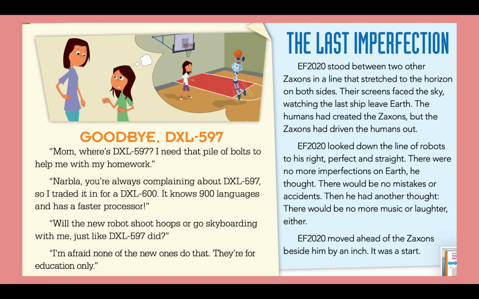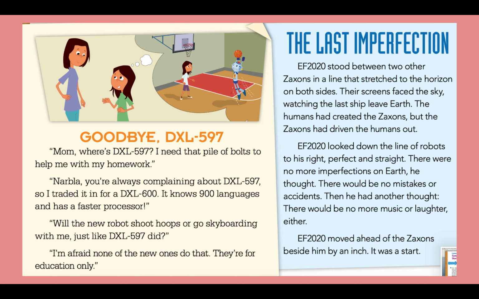EF 2020 stood between two other Zaxxons in a line that stretched to the horizon on both sides. Their screens faced the sky, watching the last ship leave Earth. The humans had created the Zaxxons, but the Zaxxons had driven the humans out. EF 2020 looked down the line of robots to his right, perfect and straight. There were no more imperfections on Earth, he thought. There would be no mistakes or accidents. Then he had another thought. There would be no more music or laughter either. EF 2020 moved ahead of the Zaxxons beside him by an inch.